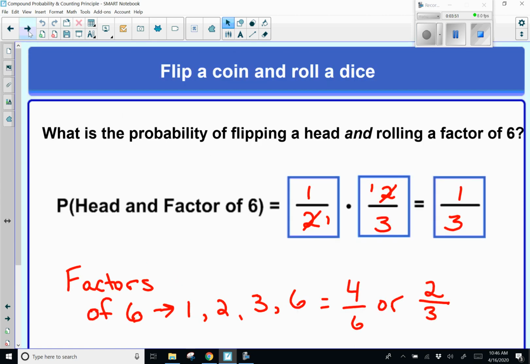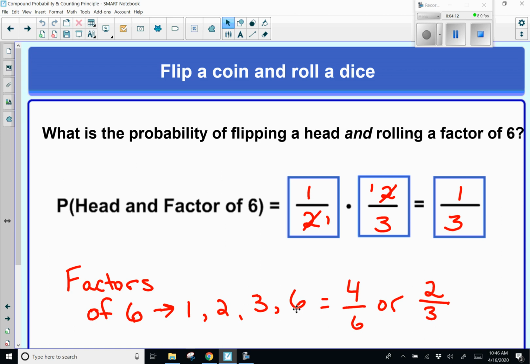What is the probability of flipping a head and then rolling a factor of 6? Okay, so the probability of flipping a head, well, think about it. On a coin, it's heads or tails, so the probability of getting a heads is 1/2. And on a number cube, a factor of 6, well, first you have to think of your factors of 6.